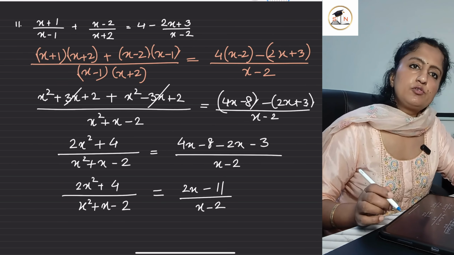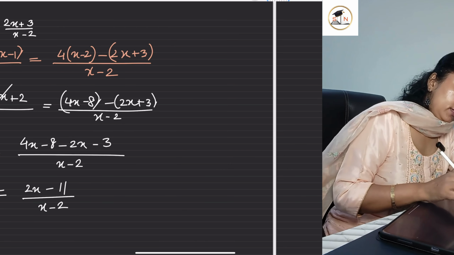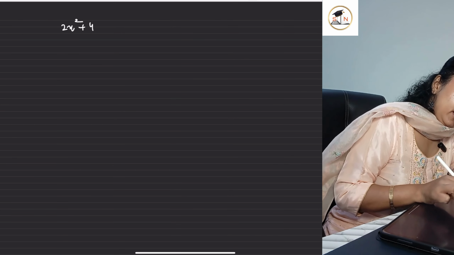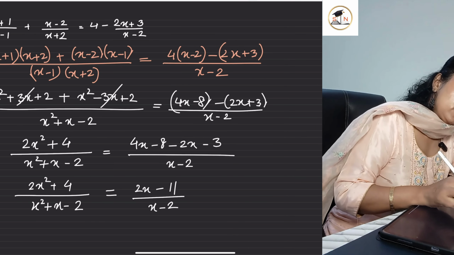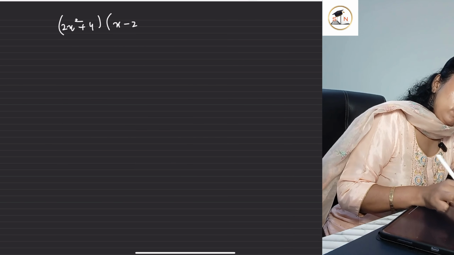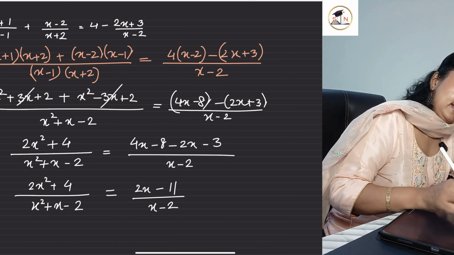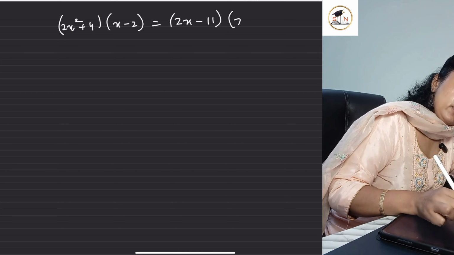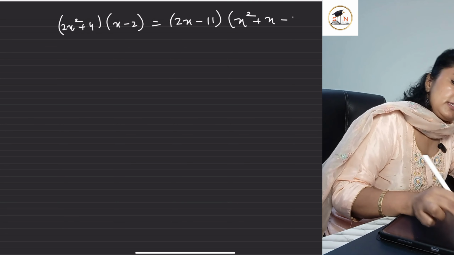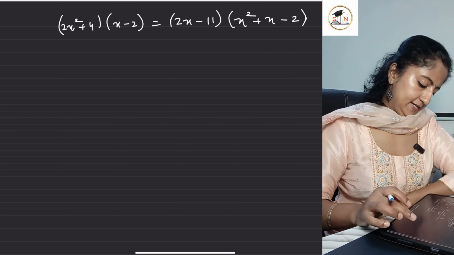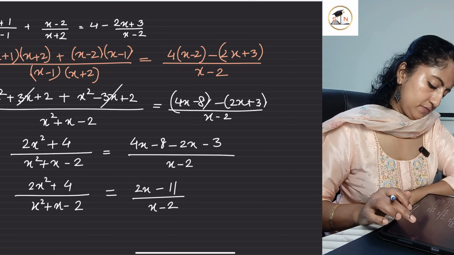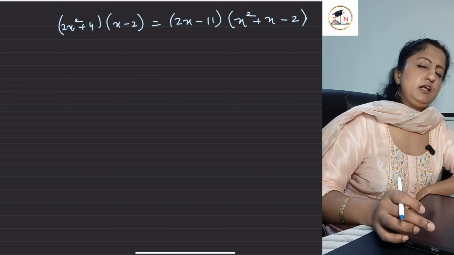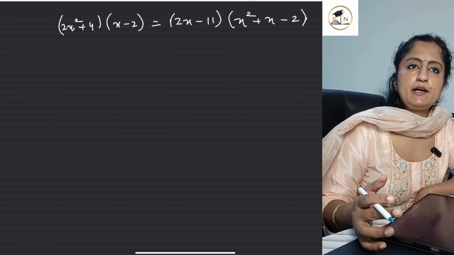Okay. So now we need to cross multiply. So let's continue with that. We have 2x square plus 4 into, we have x minus 2 equals 2x minus 11 times with x square plus x minus 2. This is what we have. Let's verify once. 2x square plus 4x minus 2. Yeah. Okay. Now, what we need to do, we need to expand over here.